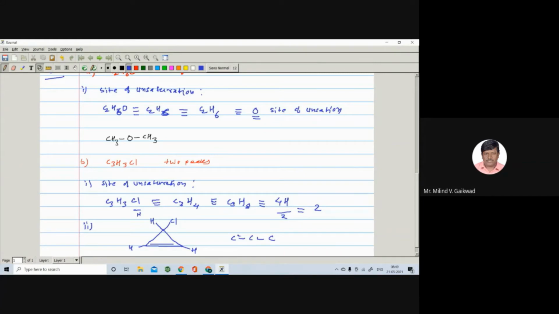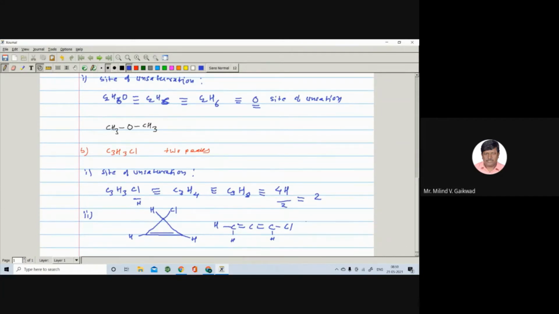So here is a double bond, right? And here you can write the other valency like this. And here is an H, here is an H, here is an H, and here is a Cl. So these 2 hydrogens are the same, this 1 hydrogen is the same, and here is a Cl. So it is also possible because it has 2 sites of unsaturation. So such a type of structure is also possible, and we can write such possible structures.